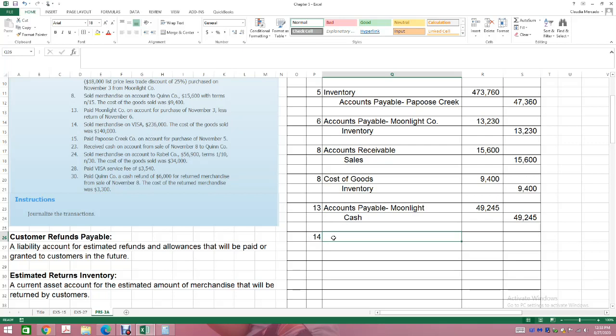So we are going to debit cash of $236,000. And why am I receiving this cash? Because I had some sales. I sold some goods for $236,000. That's entry number 1. For entry number 2, we have to update our inventory and record our cost of goods sold. How much did I pay for those goods?